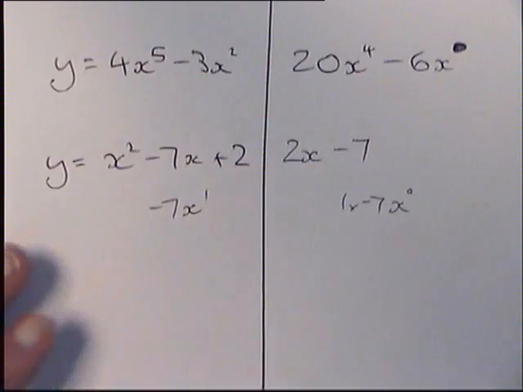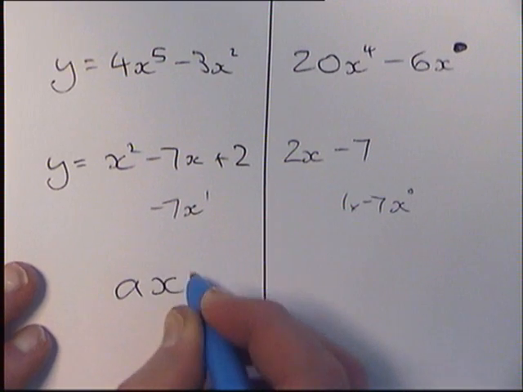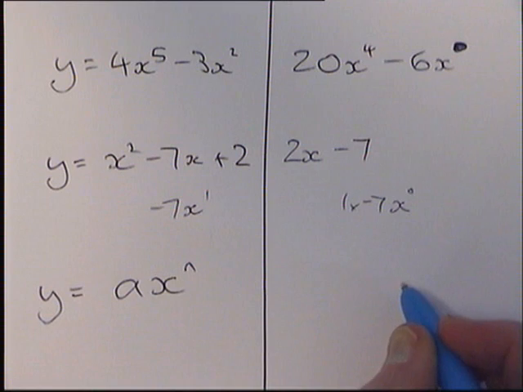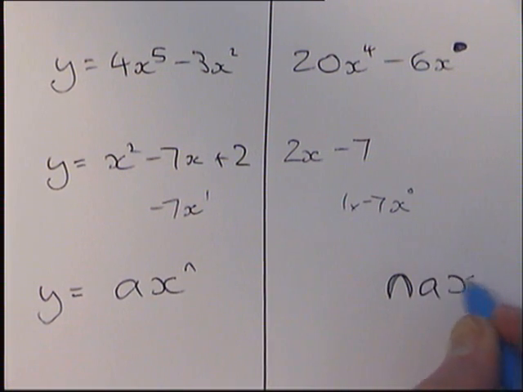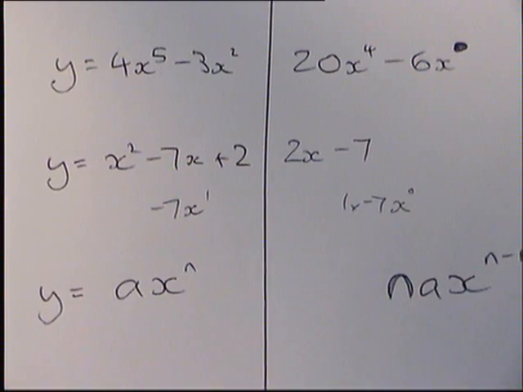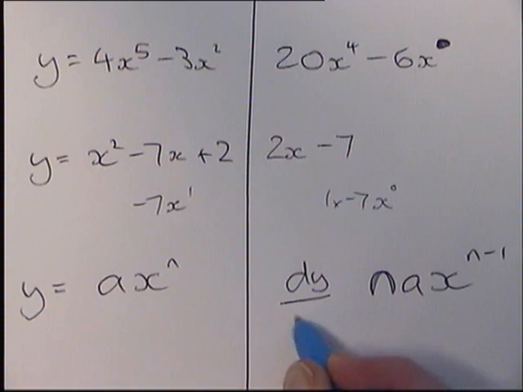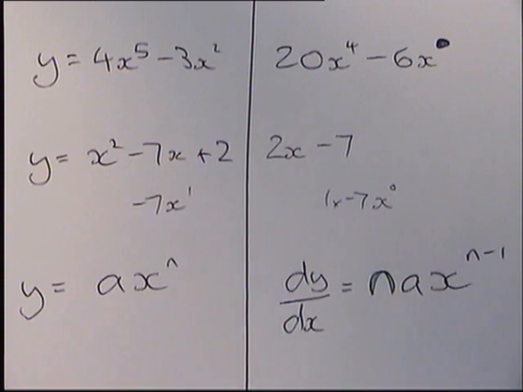So final thing, if you have ax to the power of n, and we had this before, the gradient is n times by a, and x is to the power of n minus 1. And we sometimes call the gradient dy dx. dy dx just means the gradient.